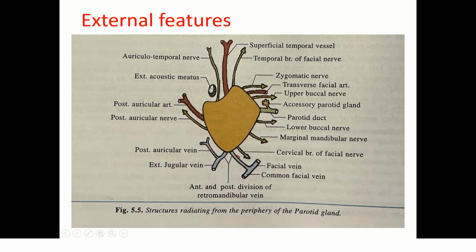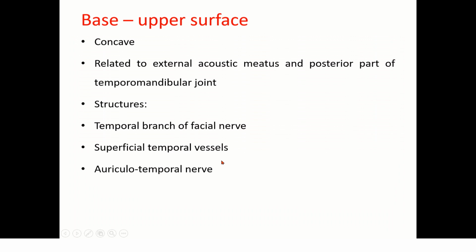And here you can see the anterior division of retromandibular vein joining with the facial vein to form the common facial vein. So apex is related to three structures, namely the cervical branch of facial nerve, anterior division of retromandibular vein and formation of the external jugular vein.